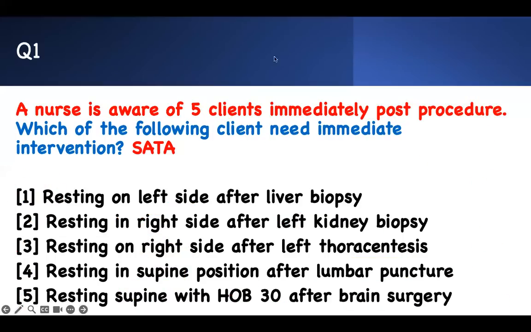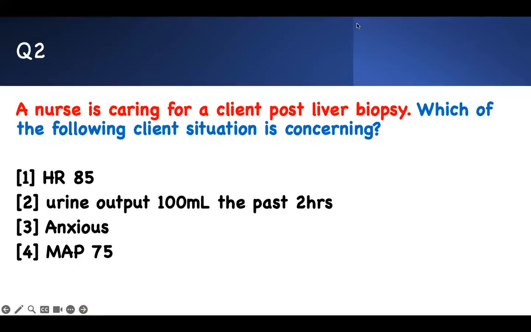Concept you have to know in terms of position. Number 2. Which of the following client situations is concerning? You see, I read from the back. A nurse is caring for a client post-liver biopsy. The same thing we talked about in the concept. I have underlying keywords: liver biopsy, concerning. The liver is on your right. After a biopsy, you should lay on that side. What are the things you should worry about after liver biopsy?